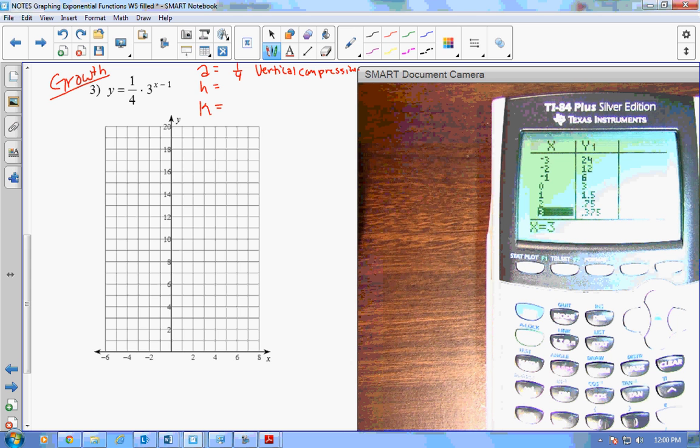That's the base. What is H? Nope, H should be in the exponent. It's -1. Now this time we have 4 words. Horizontal shift, -1. If this is 0, -1's normally that way. So what are we going to say? Instead of left, it is right 1.